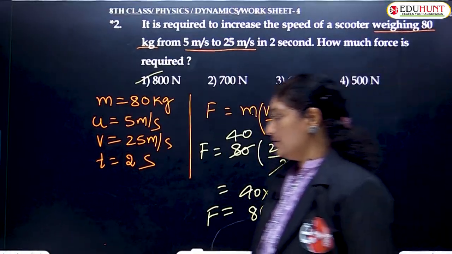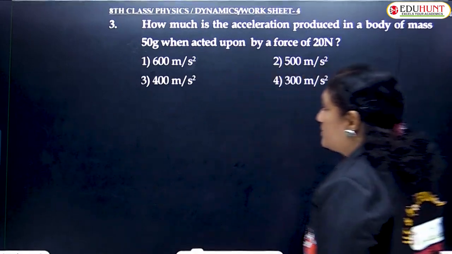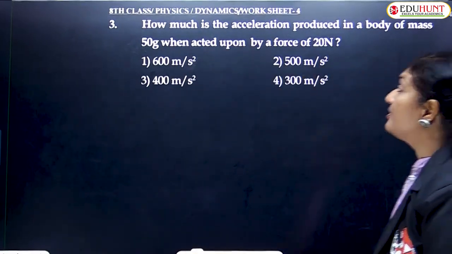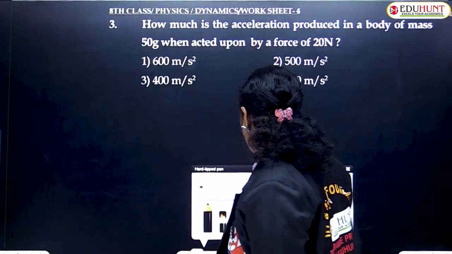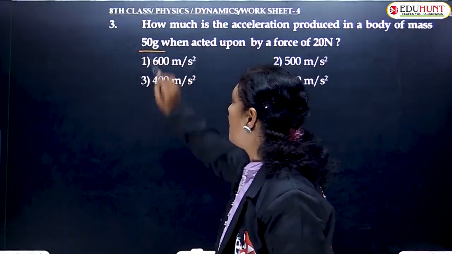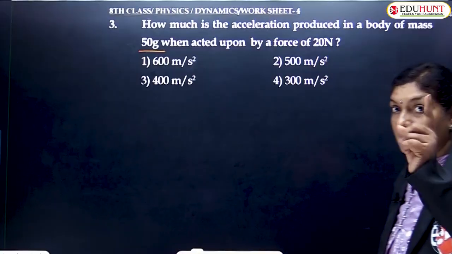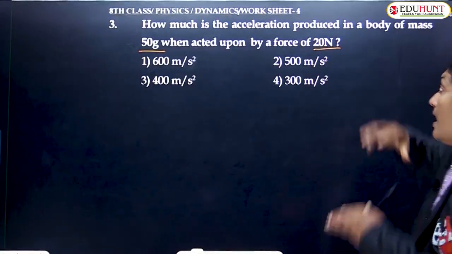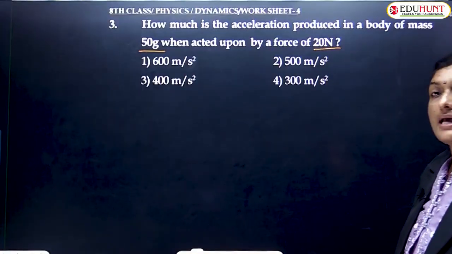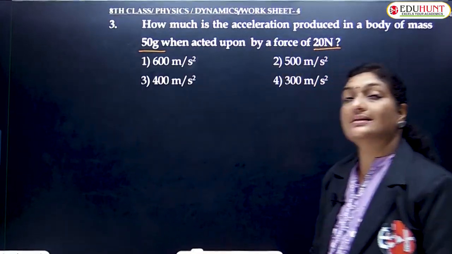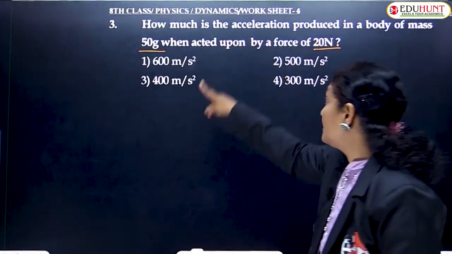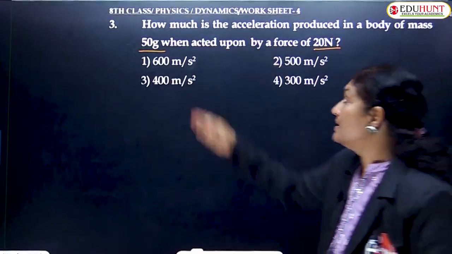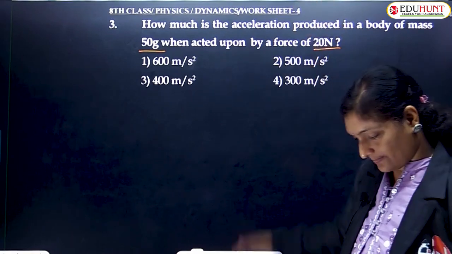Okay children, don't get confused with the units. Question number 3, how much is the acceleration produced in a body of mass 50 grams? What is given? 50 grams. Now the mass was given in CGS system in grams, acted upon by a force of 20 Newtons. See children, force was given in SI system, mass was given in CGS system, but the options are given in SI system. So you need to convert CGS into SI. So let us try.